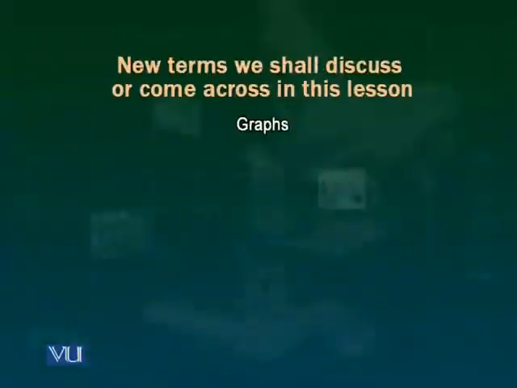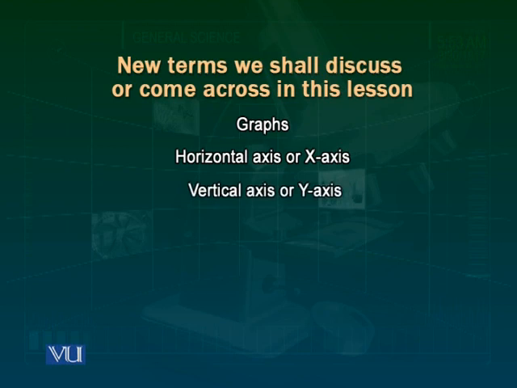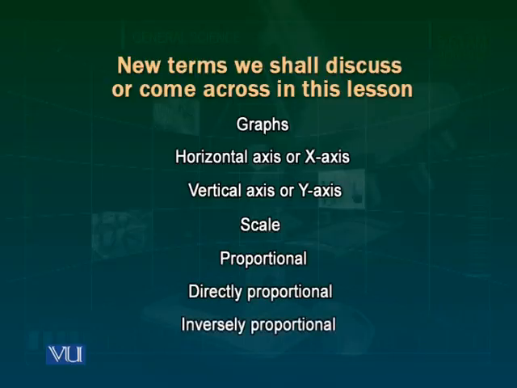Now, what we're going to do today is look at a mathematical technique in which we can represent physical quantities, because in physics, we always look at the relationships between two or more quantities. What we're going to do today is look at graphs. The terminologies which we are going to discuss right now are graphs, horizontal axis, vertical axis, scale, proportional, directly proportional, and perhaps inversely proportional.